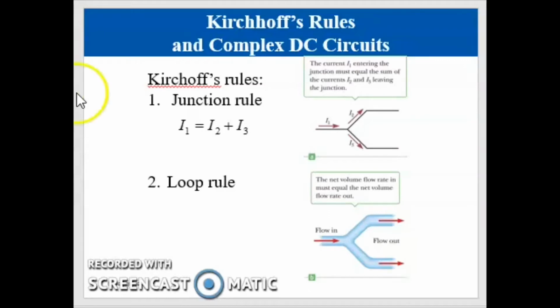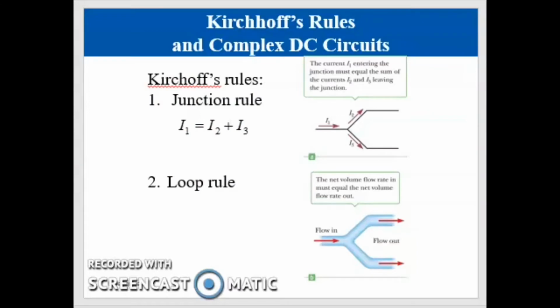The first one is the Junction Rule. We can define the Junction Rule as: the sum of the currents entering any junction must equal the sum of the currents leaving that junction. For example, here, I1 is entering the junction and I2 and I3 are leaving that junction. Therefore, we have I1 equals I2 plus I3.